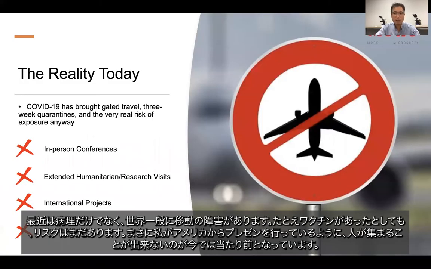So the reality today of not just pathology, but travel in general, or the world in general, is just that COVID-19 has brought out gated travel. So it's very difficult to travel internationally. You're talking about having to do quarantines, 2 weeks, 3 weeks, depending on your departure and your arrival location. If you come to the US, for instance, there might not be a quarantine, but then when you go home, you might have to do a quarantine.